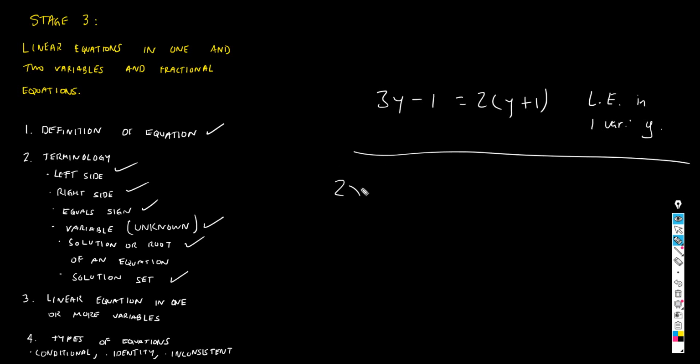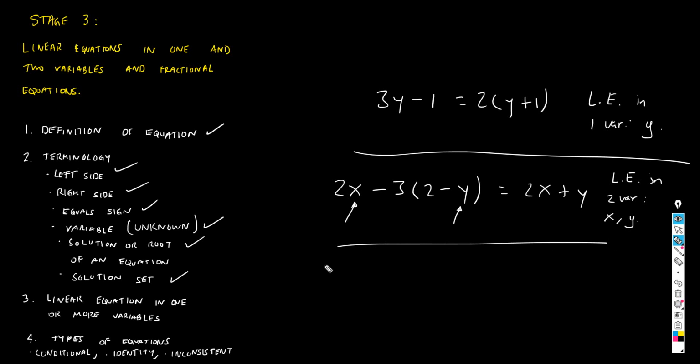Now, what about this? 2x minus 3 times 2 minus y equals 2x plus y. Is this a linear equation? Yes, because all the variables are raised to the first power. That's clear. So this is a linear equation, but in how many variables? We have two. We have x and y. So this is a linear equation in two variables, which are x and y.